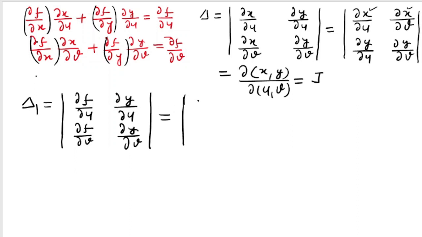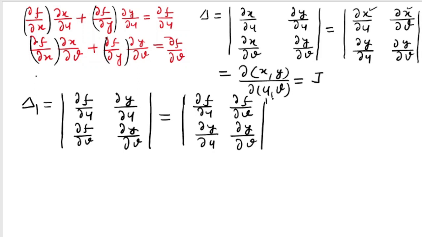So if I change it, the first column becomes the first row, so that is del f by del u and del f by del v and del y by del u and del y by del v. And this expression, using the same definition, if I use this notation, will be represented as: I have f in the first term, so I am writing f in the numerator, and then y in the second row, so I am writing fy, and I am differentiating f and y with respect to u and v, so I am writing u and v. So this is our delta 1, right?